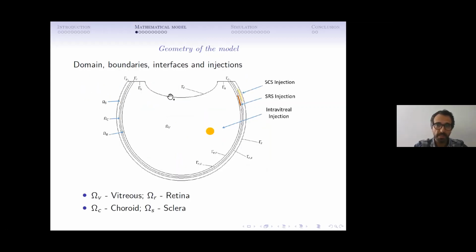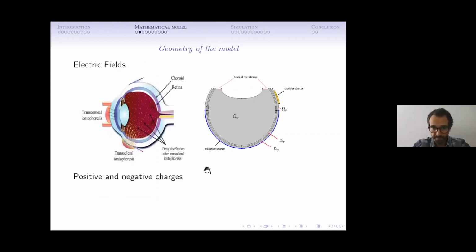So the mathematical model will be defined in this type of geometry. We have the vitreous, the retina, the choroid, the sclera. I put here the three positions for the injection. We will compare these three types of injection, SCS, SRC, and the intravitreal injection. And we will build our mathematical model as follows. We also need to create the electric fields, and the electric fields will be simulated as follows.